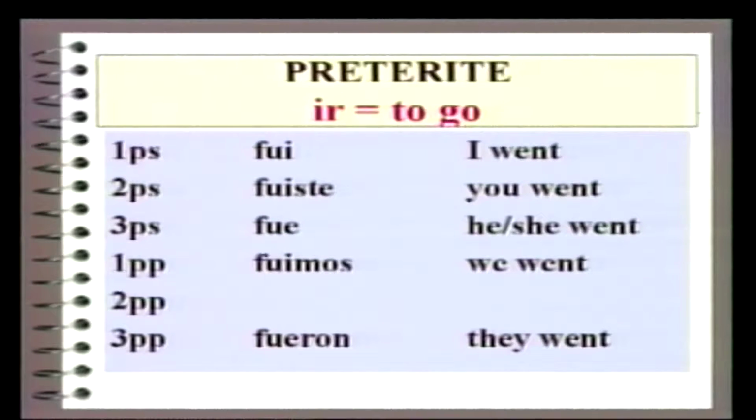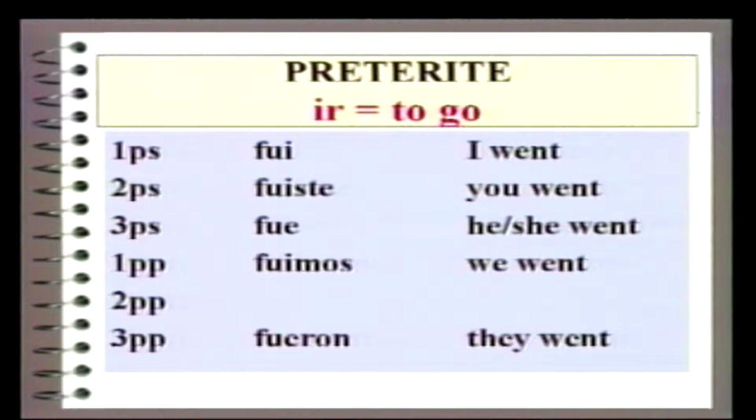Now, let's look at 3 irregular verbs. The first verb is ir, to go. Follow along with me, please. First person singular, fui. Remember, in Spanish, you could put the word yo fui. But fui by itself also means I went. Second person singular, fuiste. Or you could put tú fuiste, you went. Third person singular, fue. He or she went.